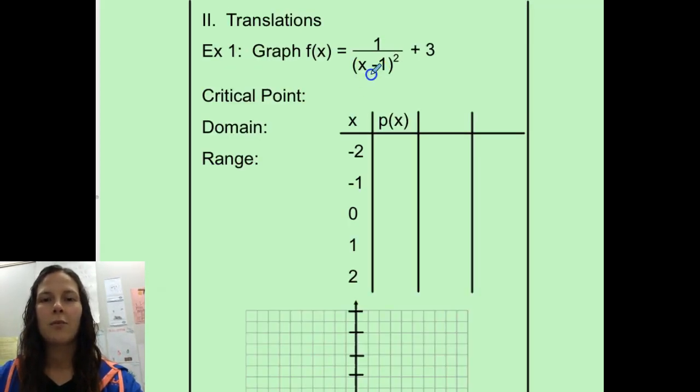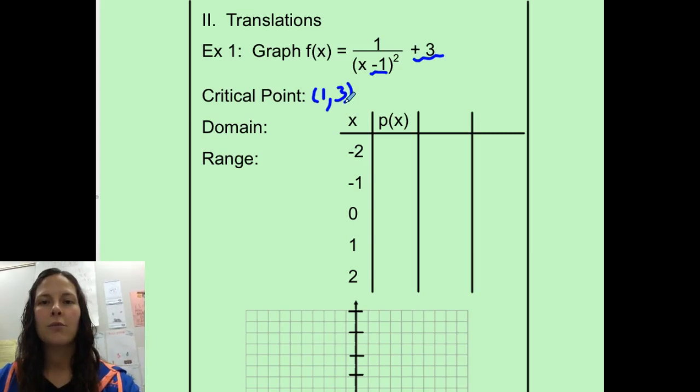Our first translation, we want to identify the critical point. So we think about the fact that the critical point for all of our parent functions is 0, 0, and we want to identify how this graph is shifting. We have a -1 grouped with the x, which means it's not normal, so it's really going right 1. And we have a +3 that is not grouped with the x, so that's a vertical shift, which is normal, so we're going up 3.